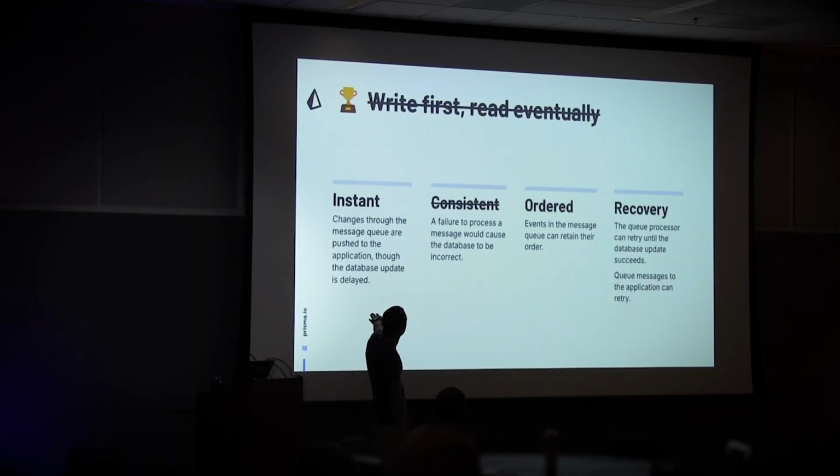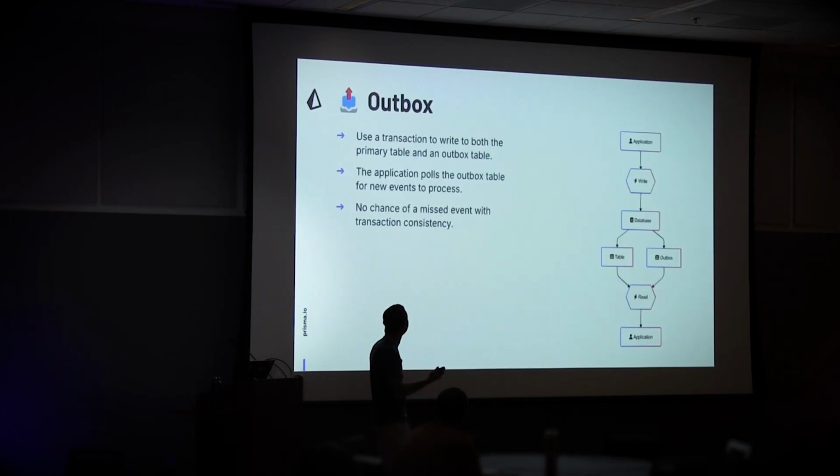So we mostly get it instant in terms of the message queue did get the notification out to the user, but we can't guarantee consistency at that point in time. It could be very delayed. But it is ordered, and now we have recovery because we can retry those messages, retry updating the database.